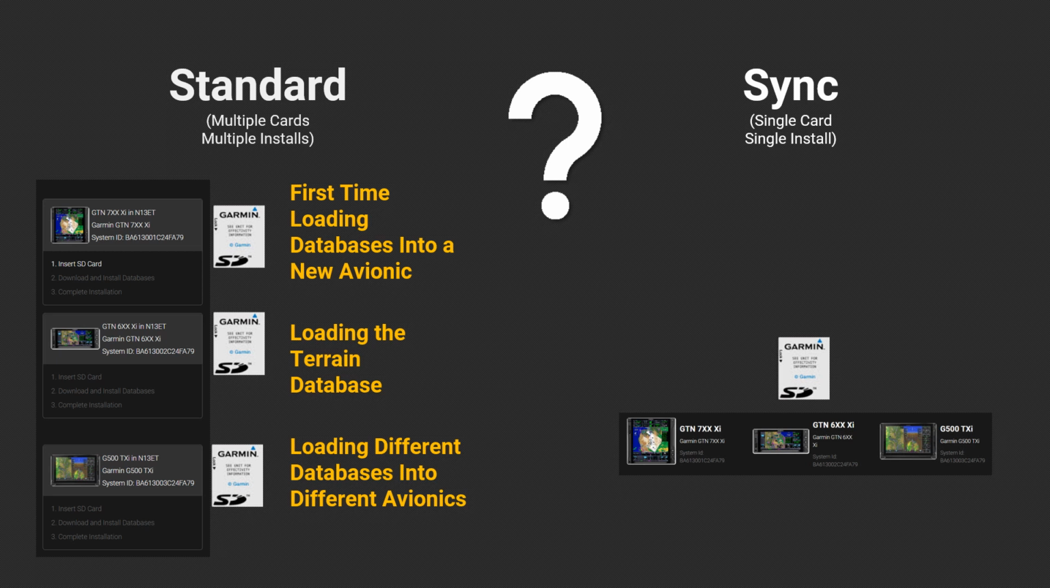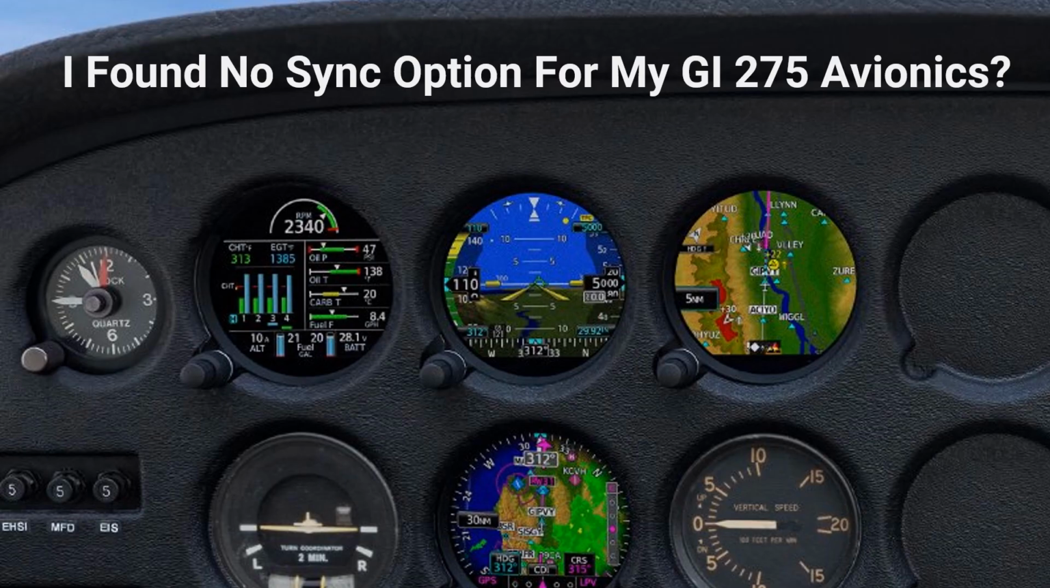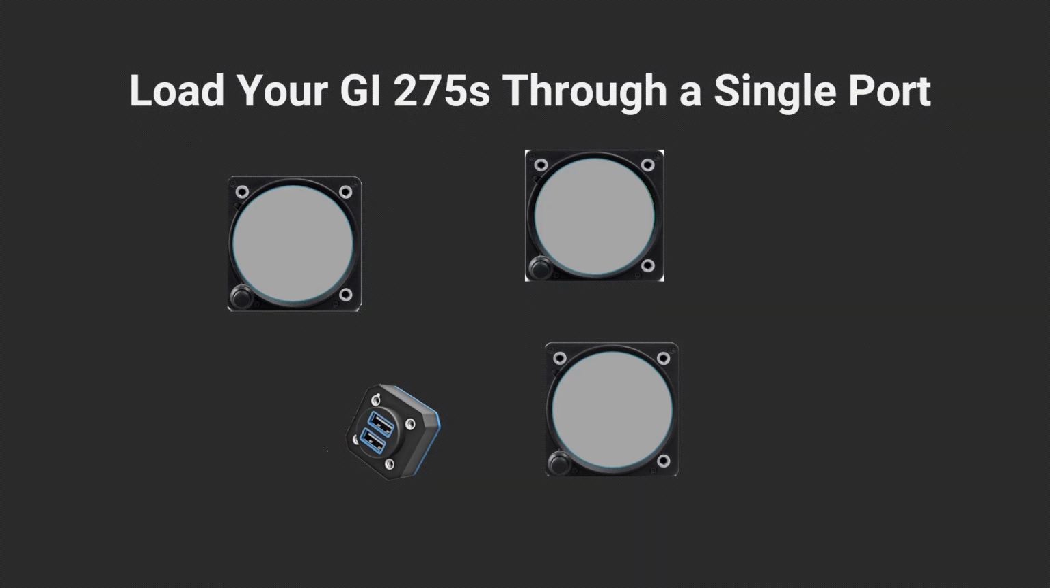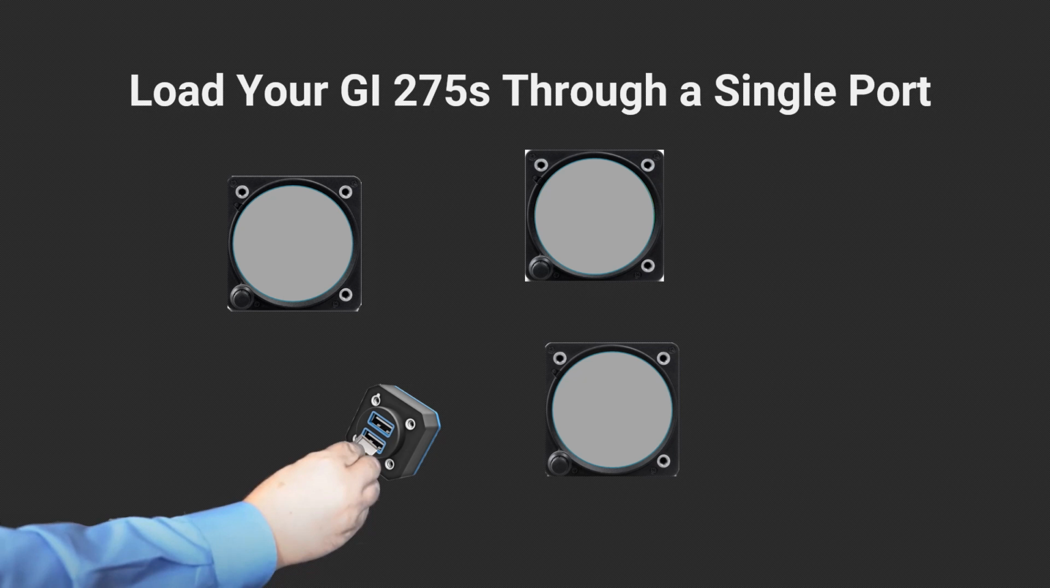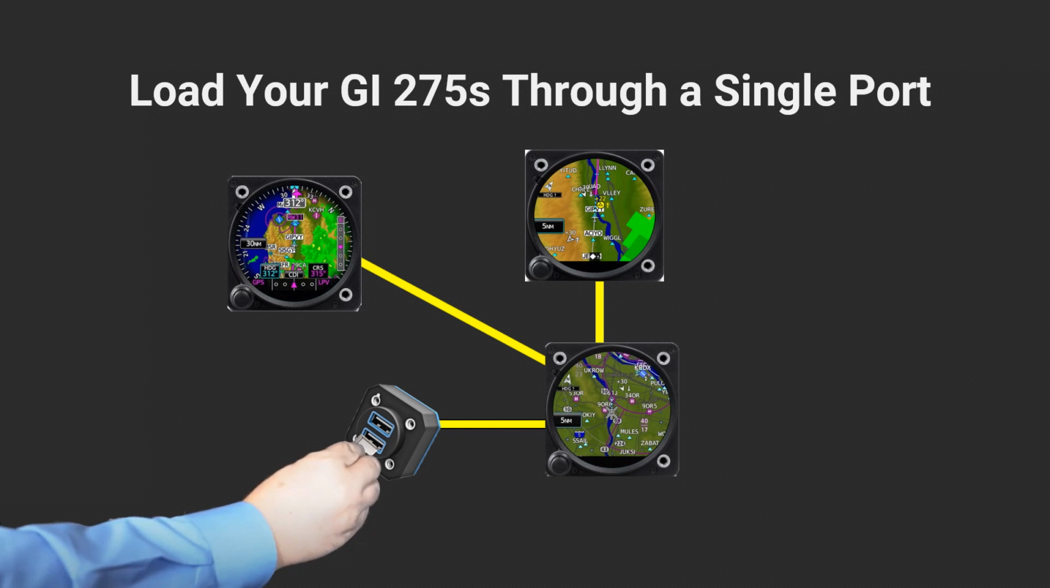You should use sync for your regular 28-day and 56-day non-terrain database updates. The Garmin Aviation Database Manager will not offer the sync option if you only have multiple GI-275 avionics in your aircraft. You do not have to load the GI-275 separately. You will load your databases by inserting the USB into a single USB port. The databases will then automatically load to all GI-275s. If you have problems loading your databases, it may be when you're also updating the large terrain database. Try loading the terrain database separately.